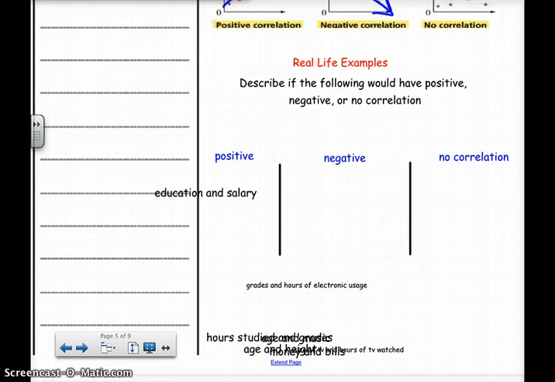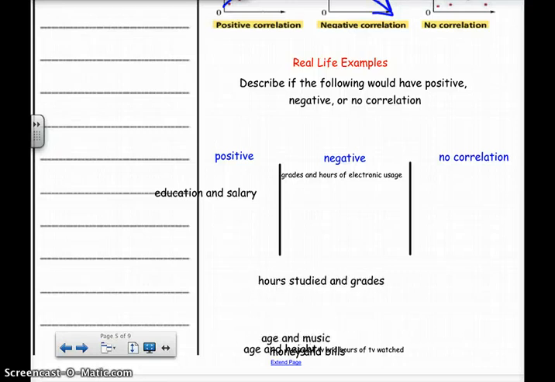Grades and the hours of electronics you use. Negative. There would be a negative. The hours of electronic usage means you're not putting that effort into school. There is a negative correlation. You are not doing as well. Well, we're assuming for leisure. Like Instagram, Snapchatting, texting, YouTubing, okay? Hours studied and grades. Positive. Yeah.